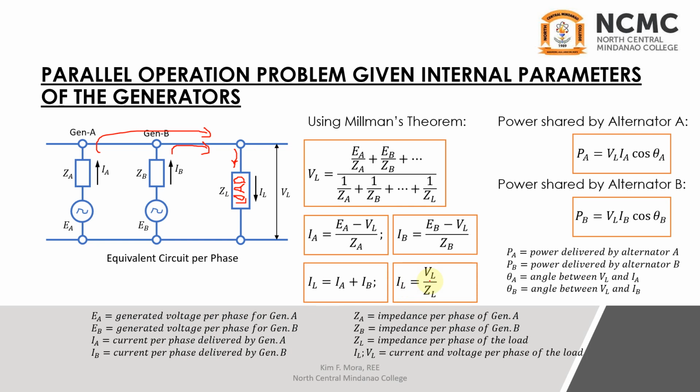Okay. Then for the power shared by alternator A, PA is equal to the load voltage multiplied by the current, and the angle sa current. Then sa B naman, the same lang: voltage sa load, current sa generator B, and its angle.